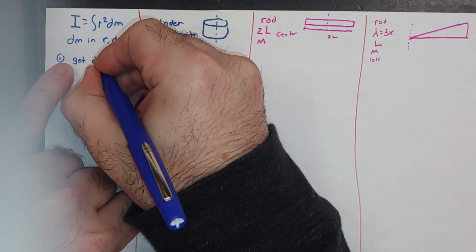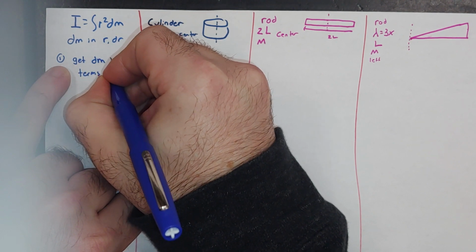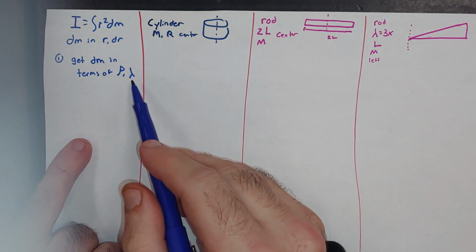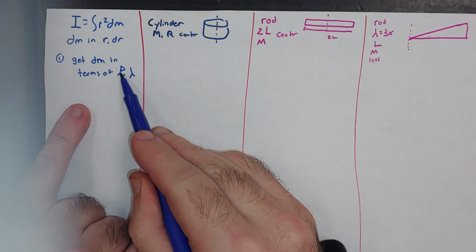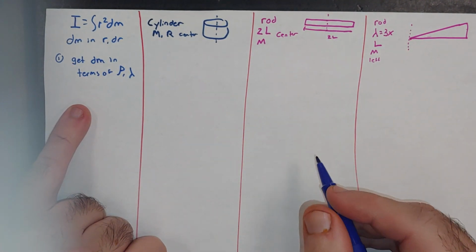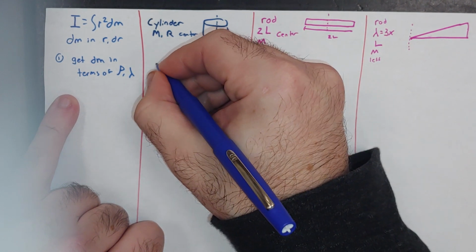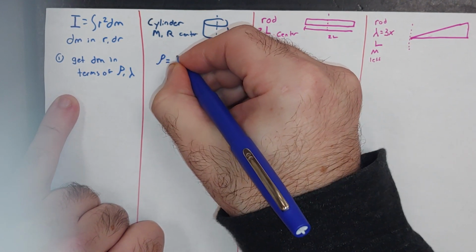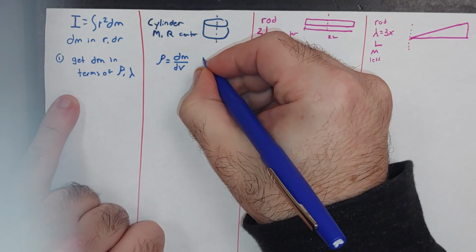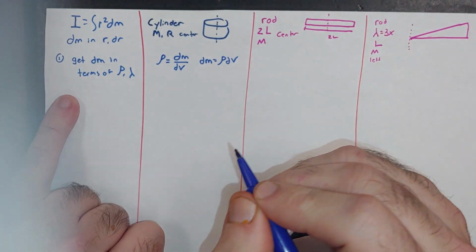We need to get dm in terms of the density. So far we talked about 2 densities. Density for a 3-dimensional figure and for a 1-dimensional figure. So looking over here, I know since the density of this is constant, that if I change the mass, the volume changes proportionally. So dm is rho dV. This is density.